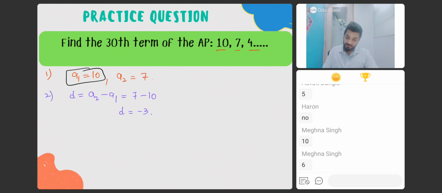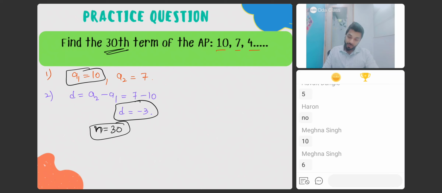We know the first term, and we know the common difference. And what do we have to find out? We have to find out the 30th term. So what is the value of n? Can anyone tell me the value of n? N is 30. Very good.